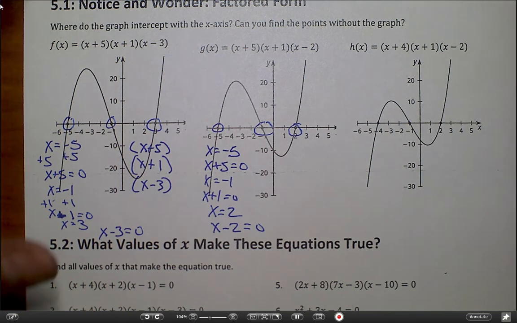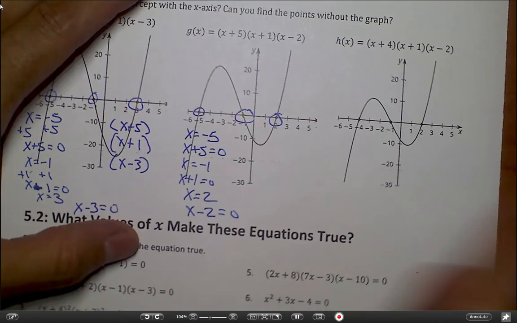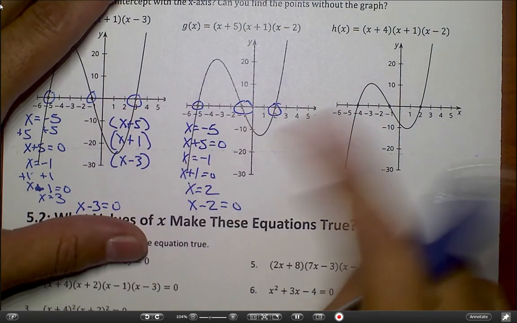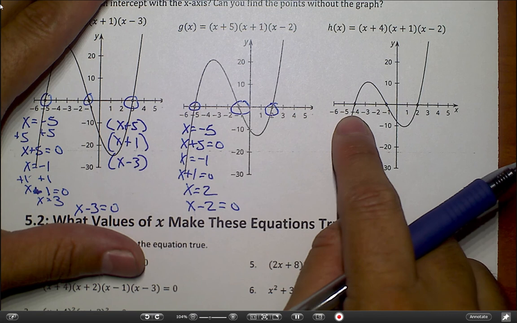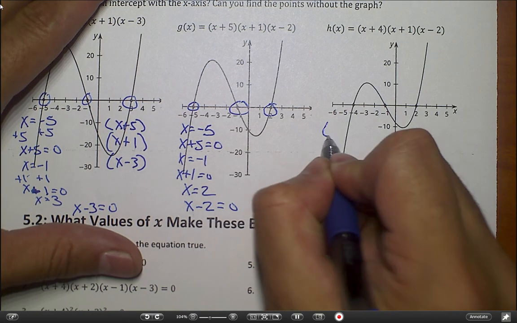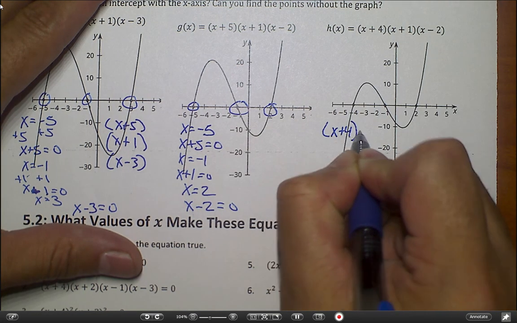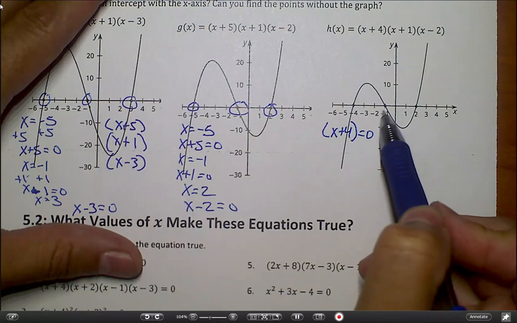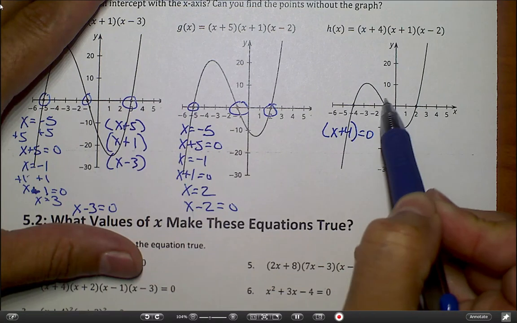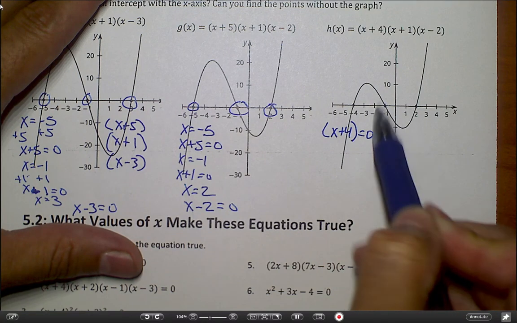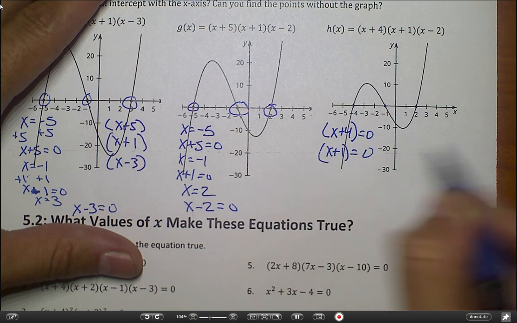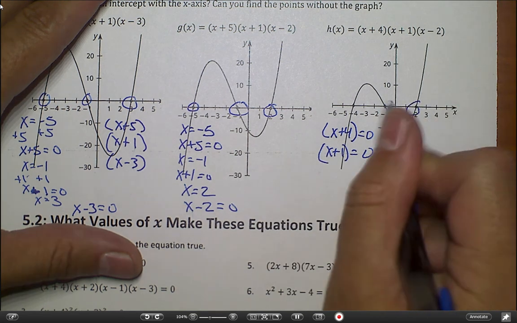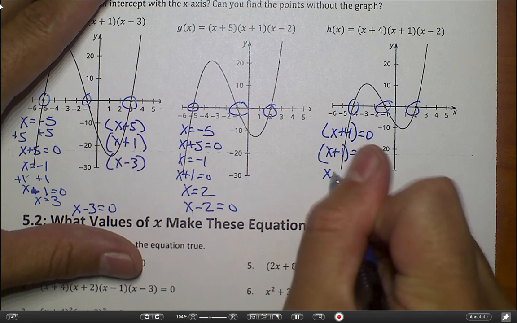All right, and last one. Let's actually skip the x equals part. So what would I say for my factor on this one? X plus 4 equals 0. Okay, so x plus 4 equals 0. What about this one? Very good. X plus 1 equals 0. And? Very good. X minus 2 equals 0.